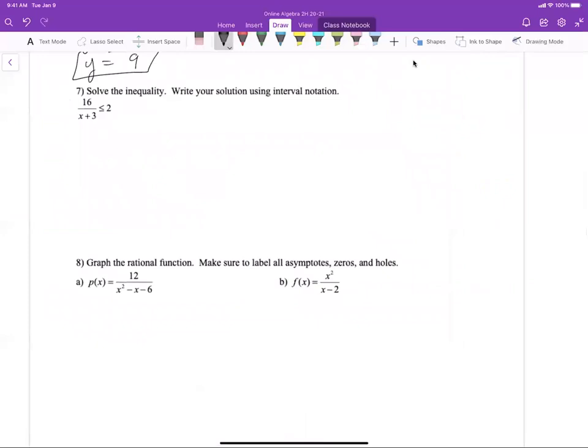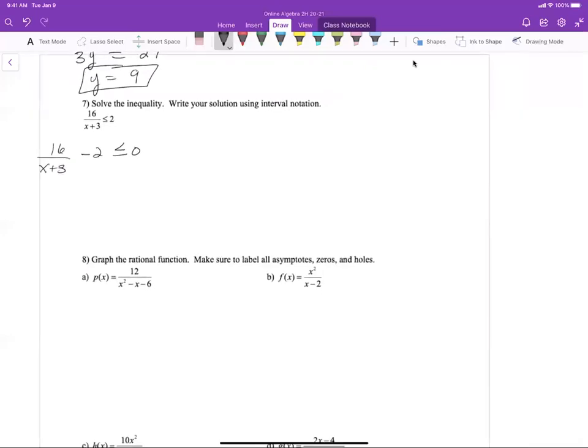Solve the inequality. First thing we need to do is get everything over to one side of the equation. 16 over x plus 3 minus 2 less than or equal to 0. I need to get a common denominator under that 2 so I can combine those two terms. What is it missing? It's missing my x plus 3. So I'm going to multiply x plus 3 over x plus 3 times that negative 2. When I do that, my denominators will be the same. So I will have a common denominator of x plus 3.